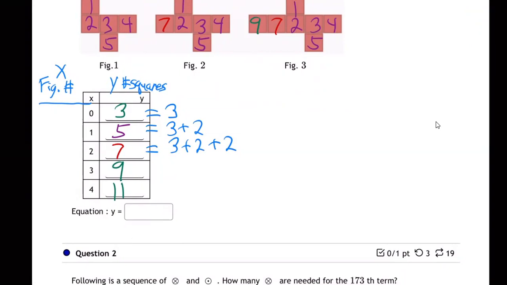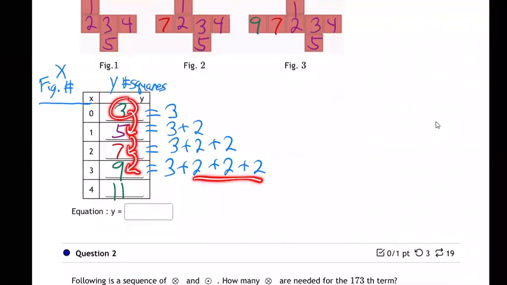You see that? That's how we got the 7, right? We had the original 3 and we added 2 twice. Everybody good with that? Added 2, added 2. All right, so now let's go. How did we get the 9? We started with the 3 and we added the 2 three times, right? Start with the 3, add 2, add 2, add 2. Three times.